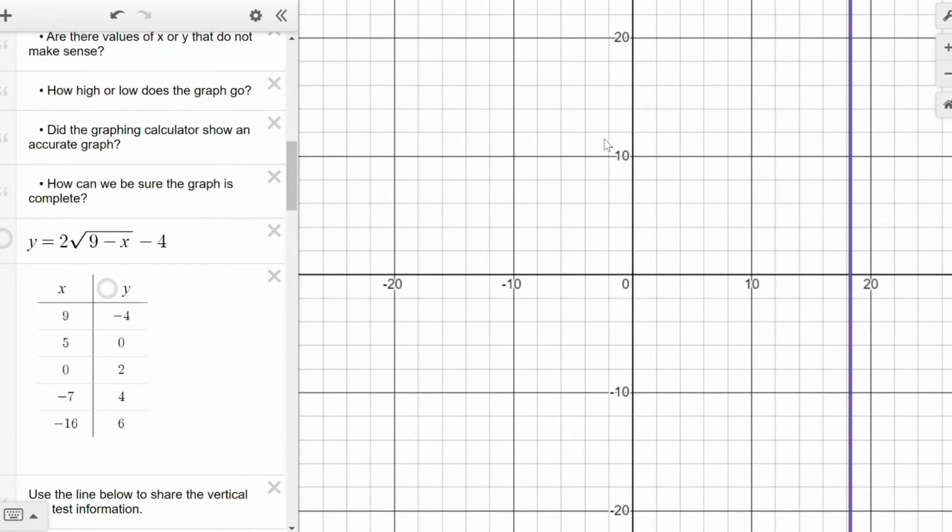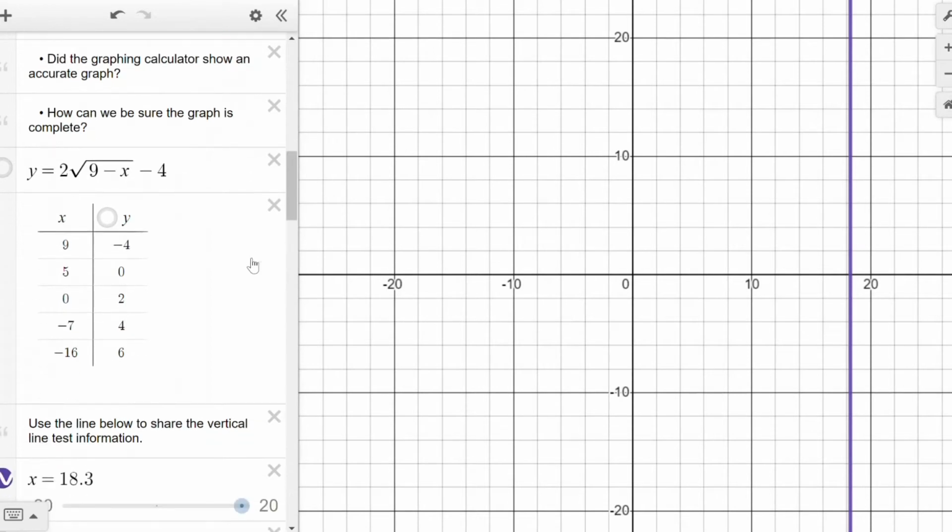So the first equation I have here is y equals 2 times the square root of 9 minus x, and then minus 4 outside the radical. So I'm going to go ahead and highlight these. This is the Desmos tool that is given in the textbook, so you can also play with it. I've added a few things like a slider to show you the vertical line test, and I've also added a table of values for all of the different ones that I found specific points for.